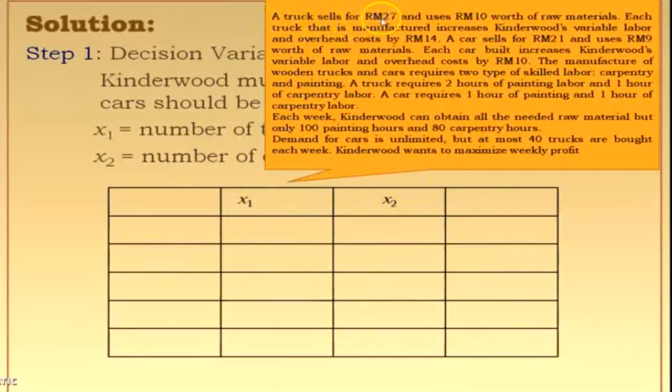A truck sells for 27 ringgit and uses 10 ringgit worth of raw material. 27 ringgit is the price of a unit of wooden truck, and 10 ringgit is the cost of raw material. So we have a row for price and write 27 ringgit under x1. We also have a row for raw materials and write 10 ringgit in column x1.